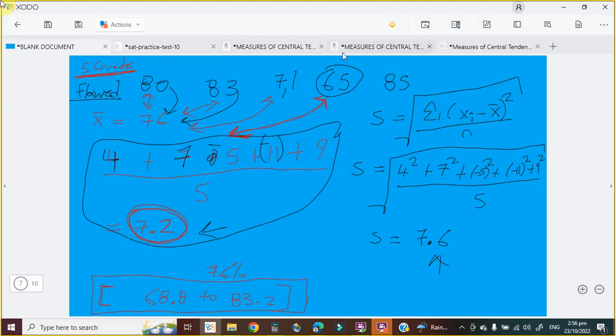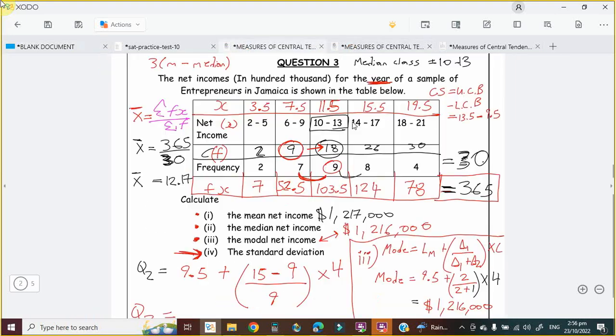Cool. Alright, so let's go and do some standard deviation now. This question right here wanted us to work out the standard deviation. So let's do it.